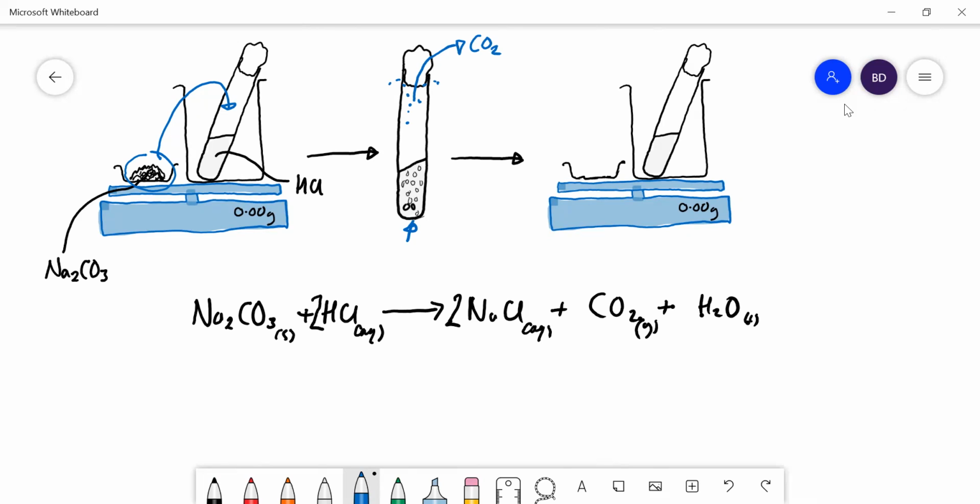When you finish that, then you weigh the whole thing again. Got the empty weigh boat there. You see that on the balance and the tube, and we should find that it's slightly lighter than it was at the start. So here's the start.